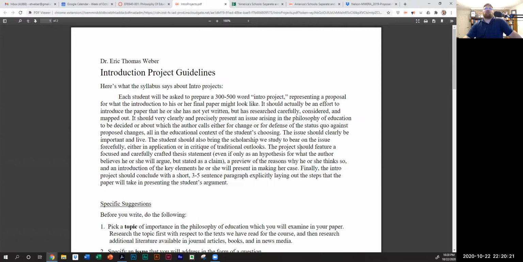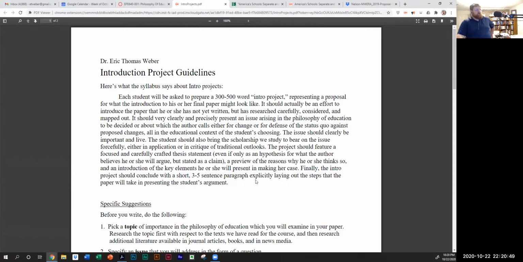The project should feature a focused and carefully crafted thesis statement, even if only as an hypothesis for what the author believes he or she will argue, but stated as a claim. A preview of the reasons why he or she thinks so, and an introduction of the key elements he or she will use in making her case. Finally, the intro project should conclude with a short 3 to 5 sentence paragraph explicitly laying out the steps that the paper will take in presenting the student's argument.